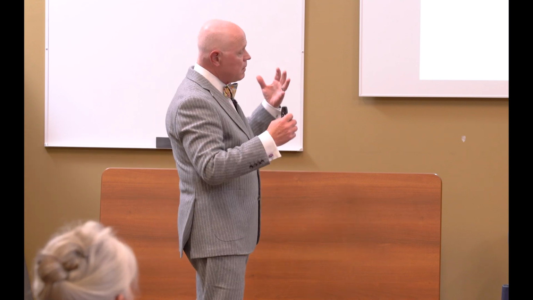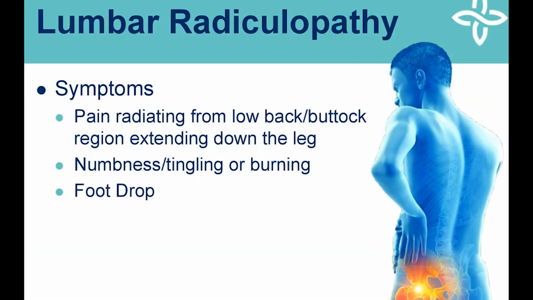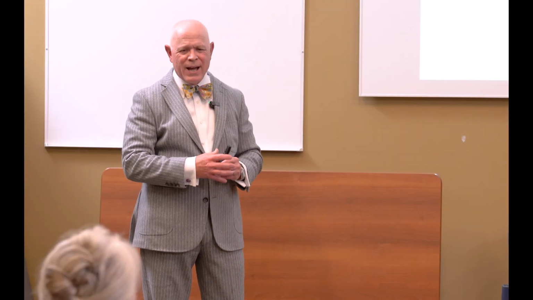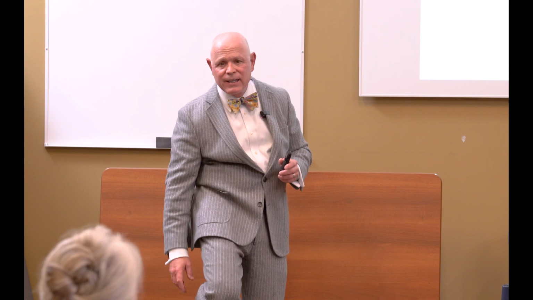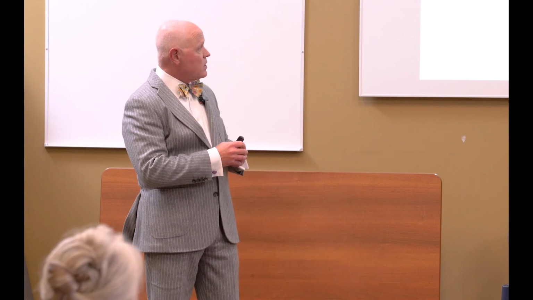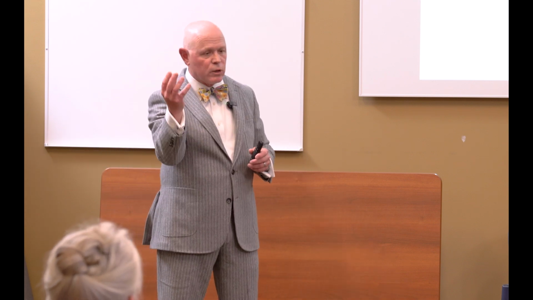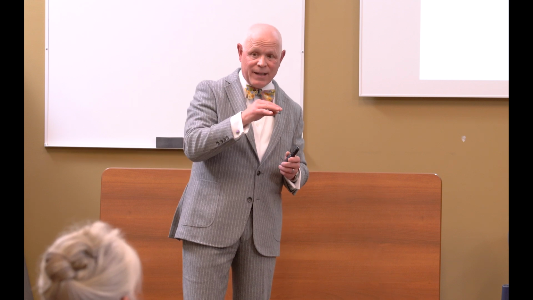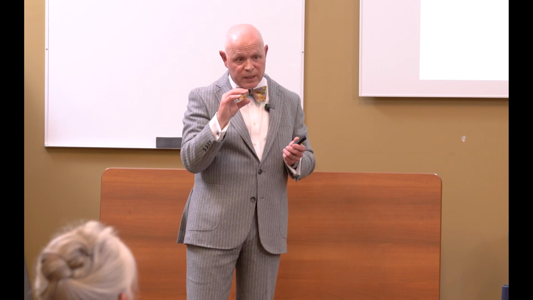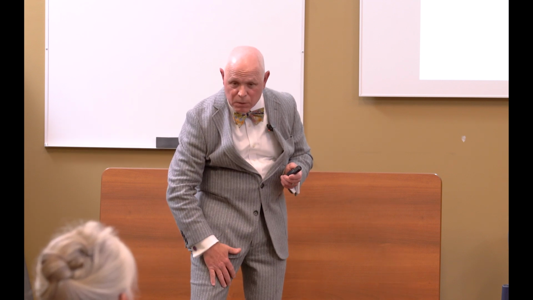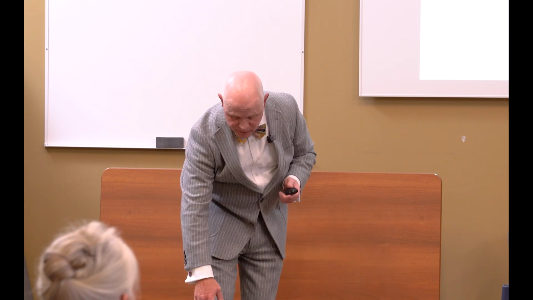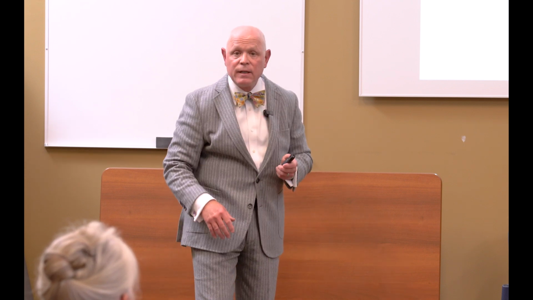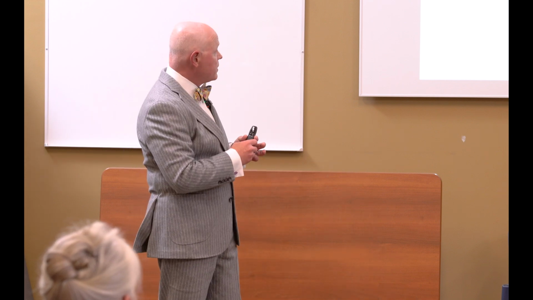Lumbar radiculopathy. Lumbar again means low back. Cervical is your neck. Same kind of thing. Pain radiating from your low back or your butt, going down into the thigh and down into the leg. Numbness, tingling, or burning. Same symptoms as cervical radiculopathy. And again, depending on what level, what nerve root's being impinged, it could be pain, numbness, burning here in your thigh, or it can just be posterior, coming down your leg. You can have just numbness on the top of your foot, depending on which nerve root is being impinged upon.